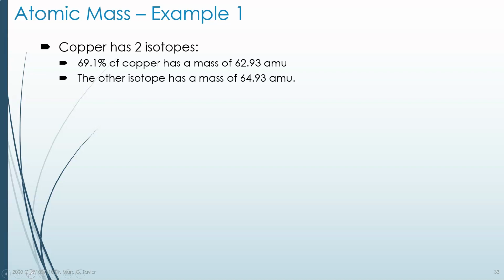And you can look at this, by the way, and this is not important to the problem, but you can look at it and say, oh, the first mass is about 63. Oh, that's probably copper 63. And the second one is about 65. That's probably copper 65. Remember, the mass number, not the atomic mass, the mass number is a whole number that's pretty close to the actual isotope mass, and you can see that it is.